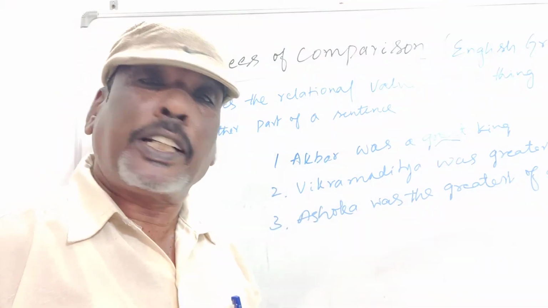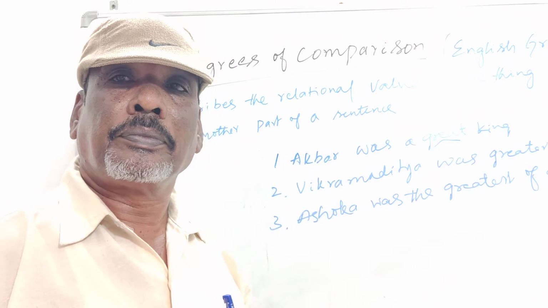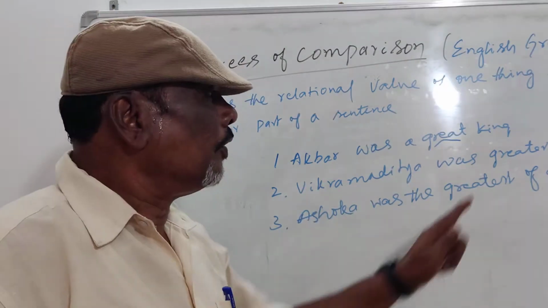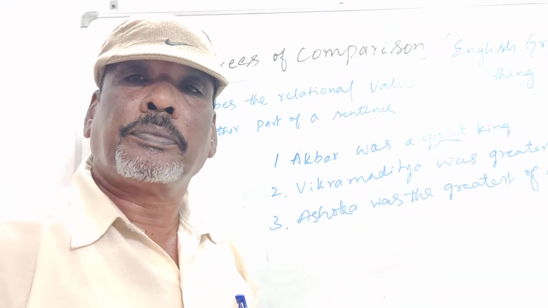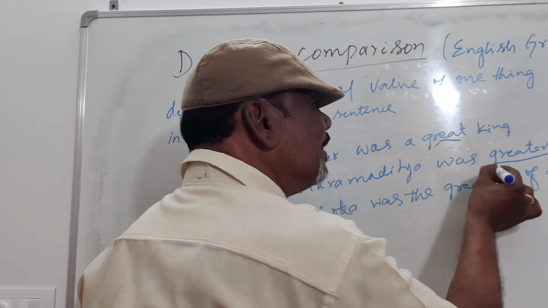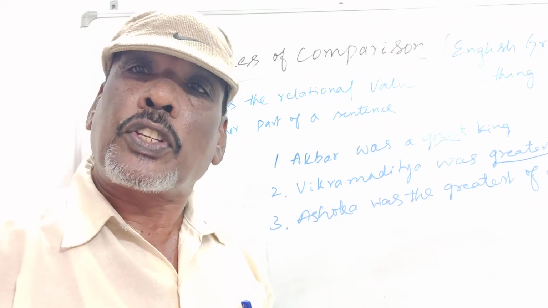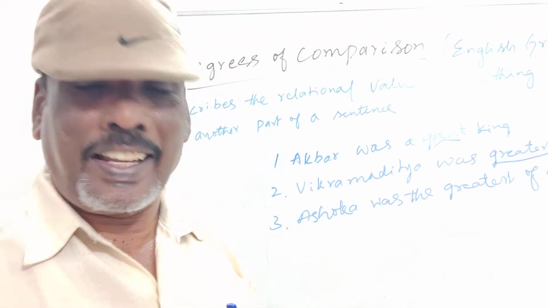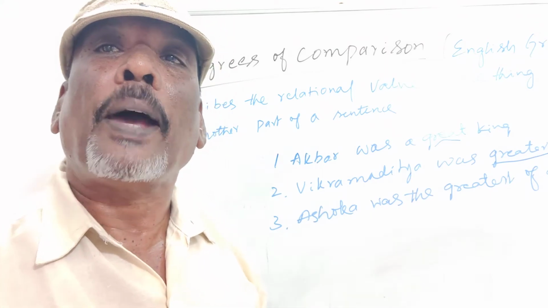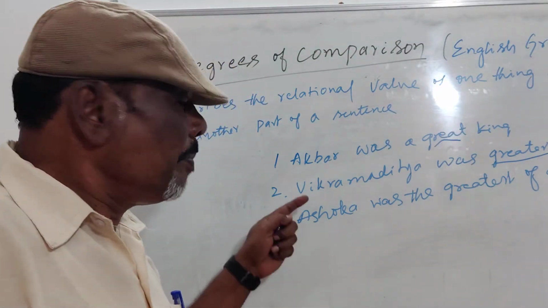Coming to the second one, Vikramaditya was greater than Akbar. Here we are comparing the personality of Vikramaditya with that of Akbar. We are using greater than. So, an adjective which ends with er than will be generally called comparative degree. Greater than Akbar.